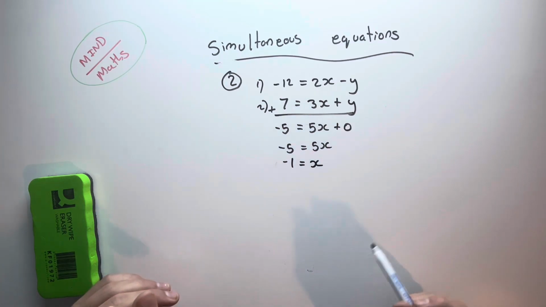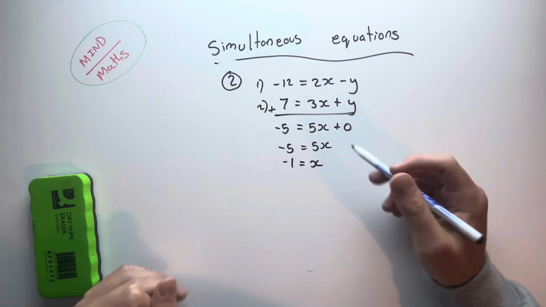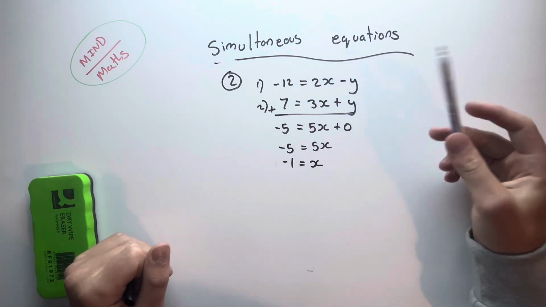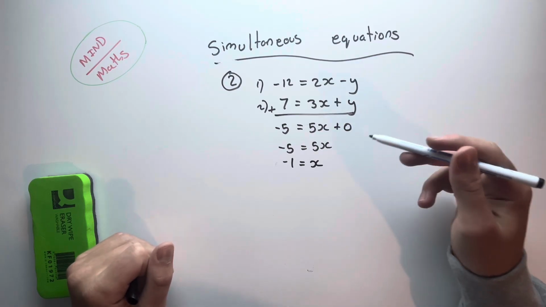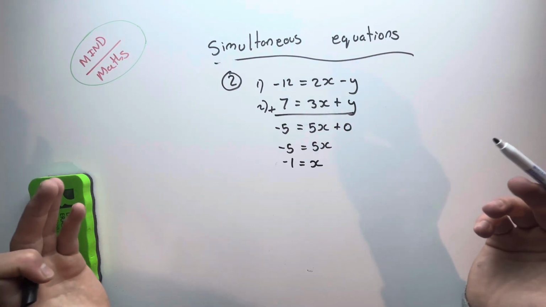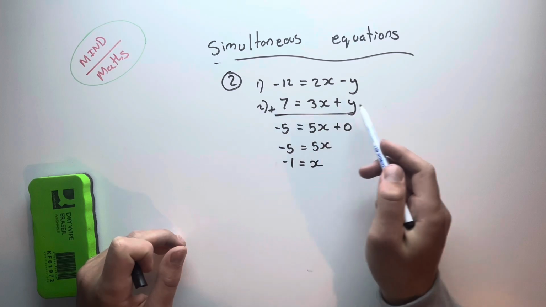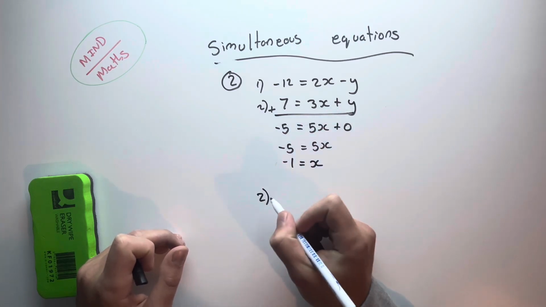Then, just like before, we substitute it back into one of your equations. You really take your pick here. You could do the top one or the bottom one. I'm going to choose the bottom one. It doesn't really matter, to be honest. So I'm going to pick equation number 2. So here's equation number 2.